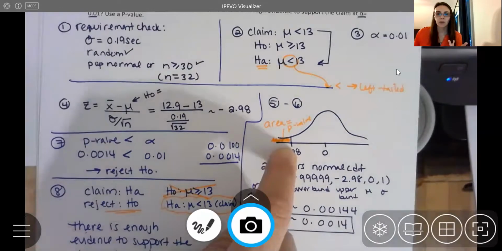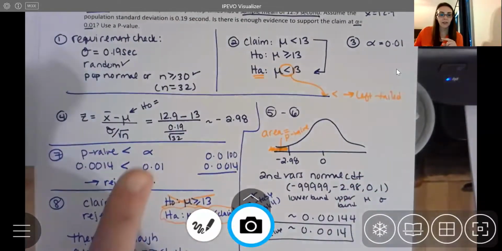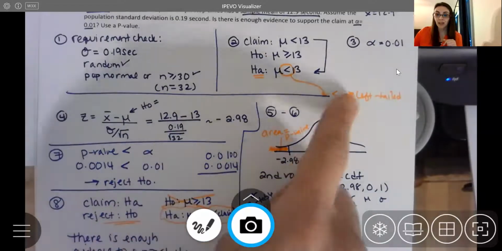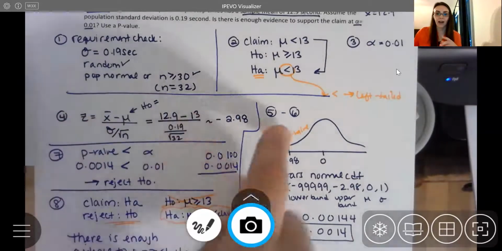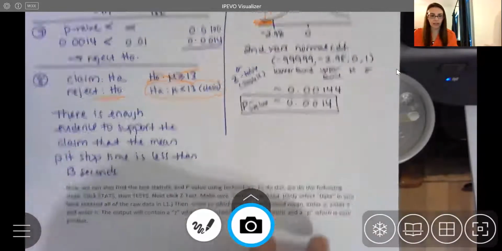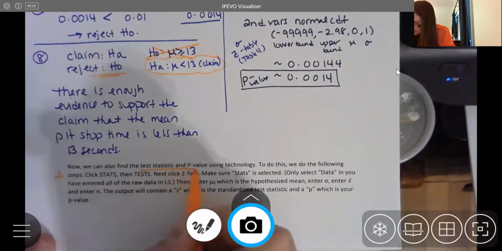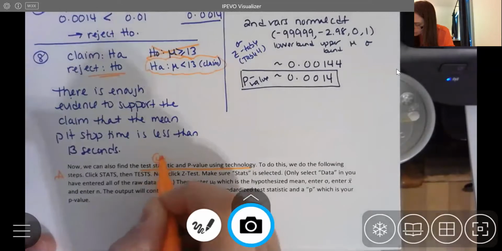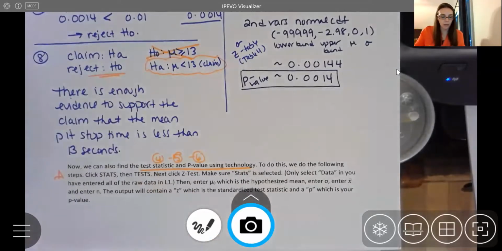It's really, really nice. It just saves you some work. You still have to do the setup. You still have to think about what kind of test you have. And then you still have to interpret the results. That part doesn't change, but there is a shortcut way that you can get steps 4, 5, and 6 done in kind of one shot. And it's this right here. So we can also find the test statistic and the p-value using technology. These are steps 4, 5, and 6. To do this, you're going to do the following. Let me show you the last example we just did.